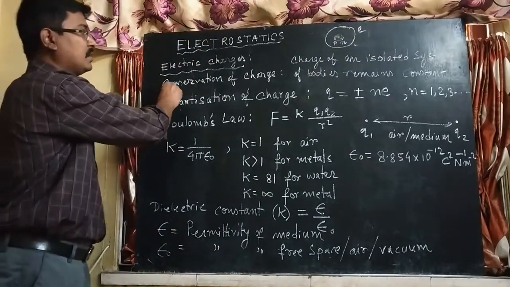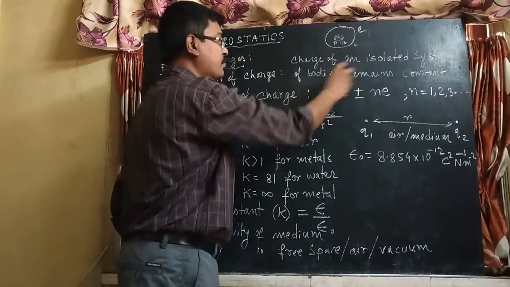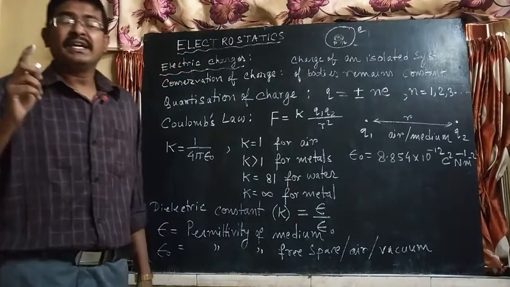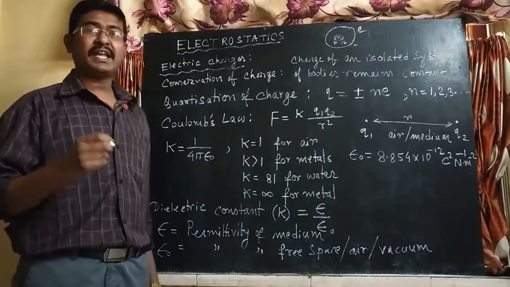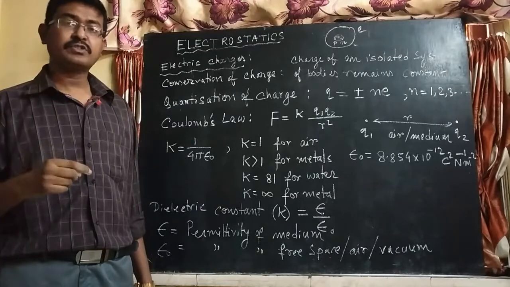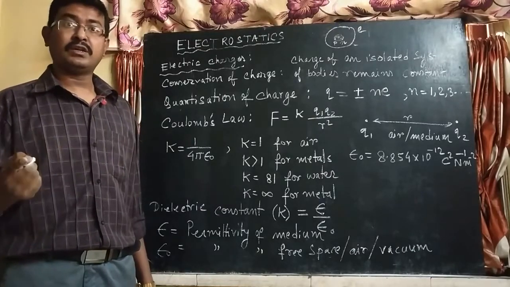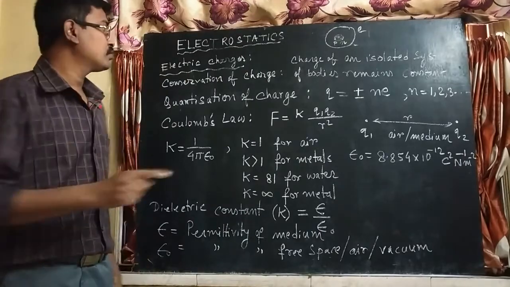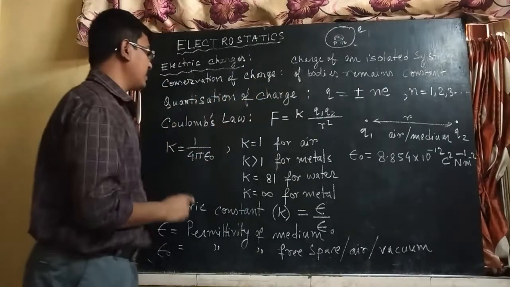Conservation of charge. The charge of an isolated system of bodies remains constant. What does it mean? It means that charge can neither be created nor destroyed. It can be transferred from one body to the other, but the total charge of the system remains constant. So this is the conservation of charge.